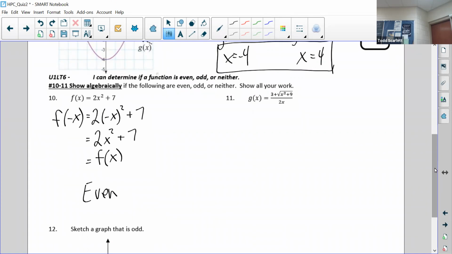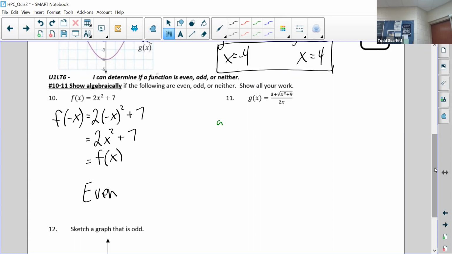So quickly, for an example, f of 5 is 57. Since I know that this is even, without even touching my calculator, I guarantee that f of -5 is also 57. Replacing the x value with its opposite will give you the same result.